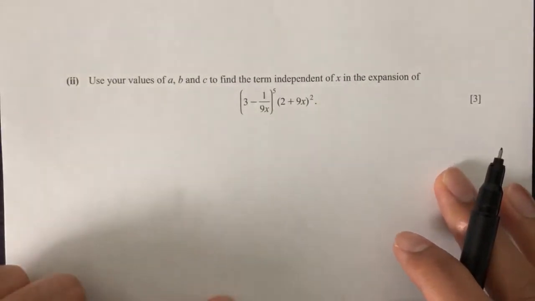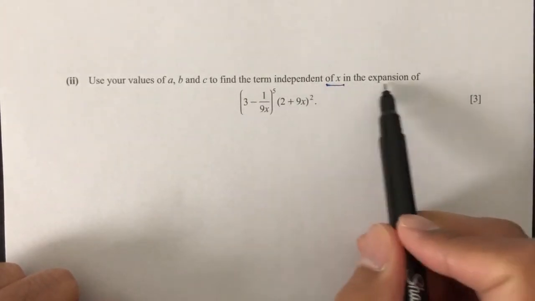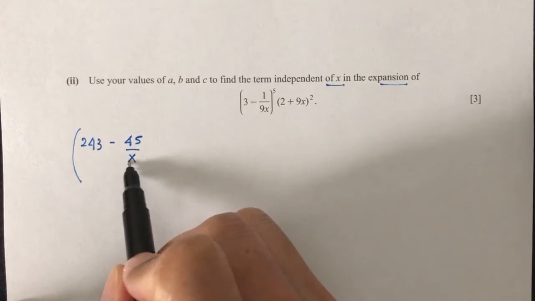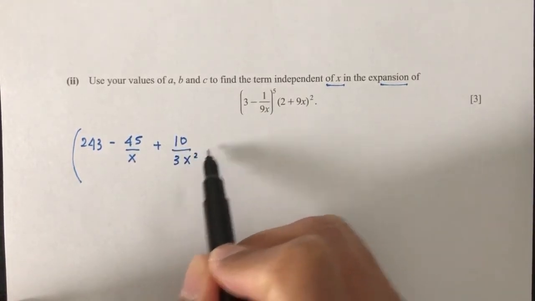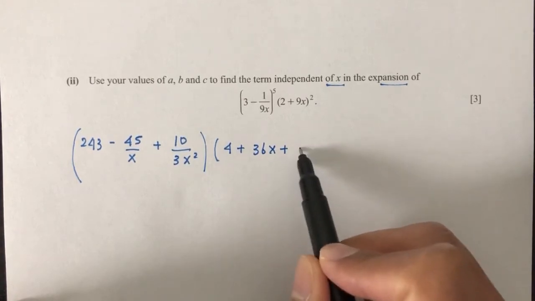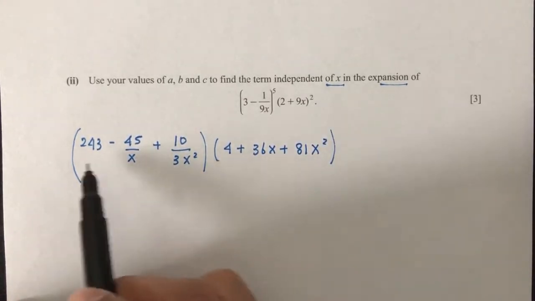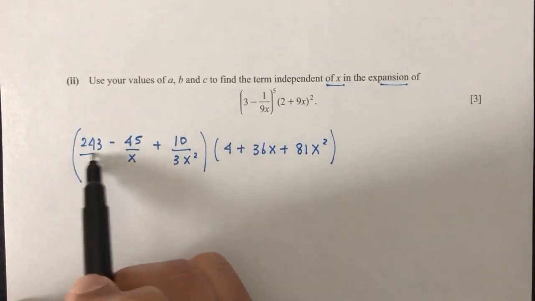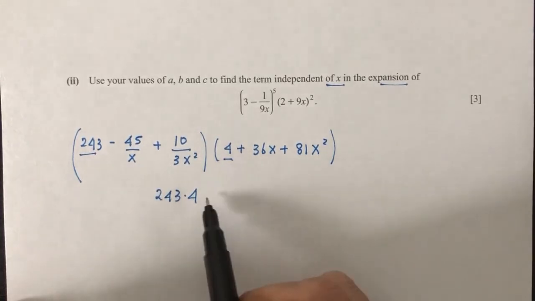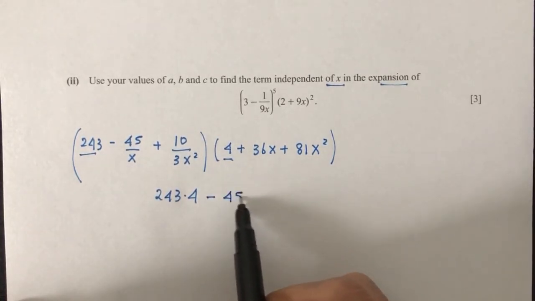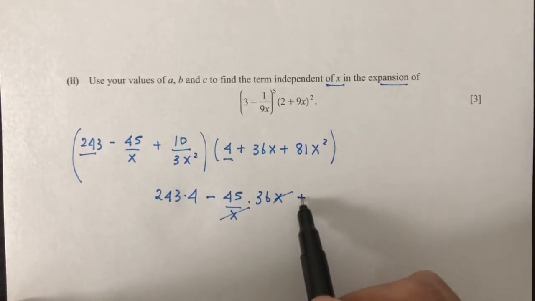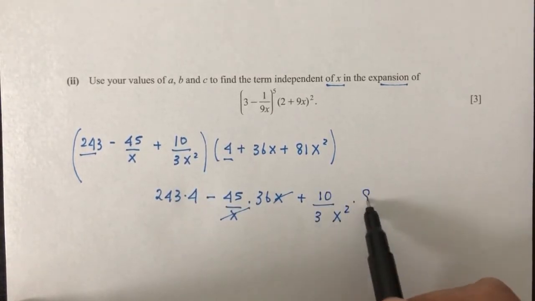Now for part 2, use your values of a, b, and c to find the term independent of x in this expansion. As we know, the first three terms are 243 minus this and plus this. You have to expand this one, so this will be 4 plus 36x plus 81x squared. We have to find the term which is independent of x. The first term, this times this, will be independent of x, so 243 times 4. The next term is minus 45 over x times 36x, and x goes away. The last one is plus 10 over 3x squared times 81x squared.